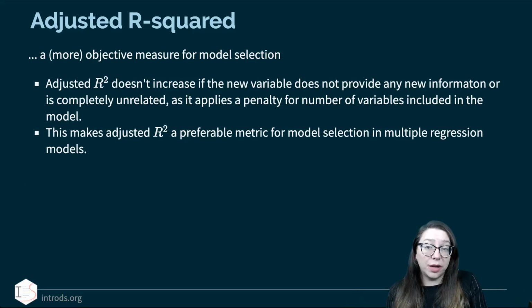So instead, we want to look at what we call adjusted R squared, which is a more objective measure for model selection. Adjusted R squared doesn't just increase if the new variable does not provide any new information or is completely unrelated. Think about adding my mom's age to the model, as it applies a penalty for the number of variables included in the model. So while R squared would increase, adjusted R squared would apply a penalty for that additional variable. And if the increase in R squared was pretty minor, because it was a pretty useless variable, then probably that penalty would not have been outweighed by that tiny increase. So this makes adjusted R squared a preferable metric for model selection in multiple regression models.